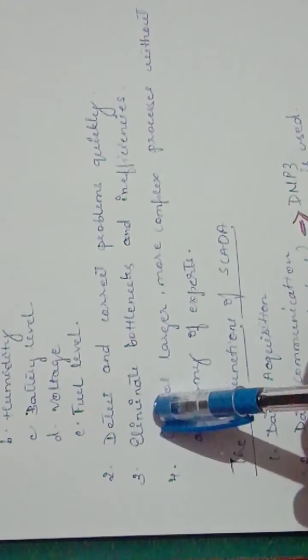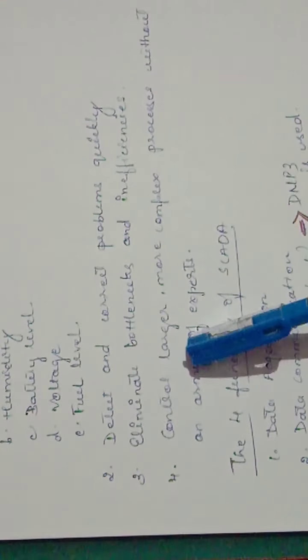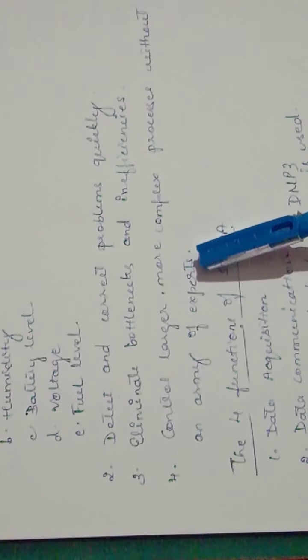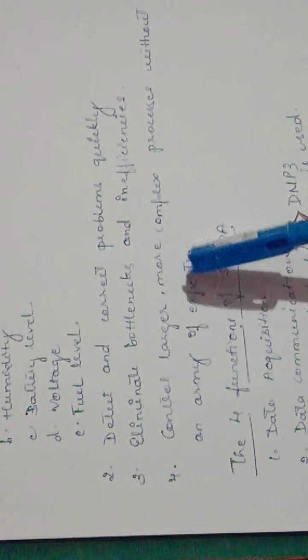And it will help you to eliminate bottlenecks. Since you are studying it, you can find out what the bottlenecks are, or what particular unit is a more probable suspect for failure. So you can eliminate such bottlenecks and inefficiencies, and you can control larger, more complex processes without an army of experts. Since this system is controlling everything, you will require fewer people to monitor it, since the SCADA system can monitor using this DNP3.